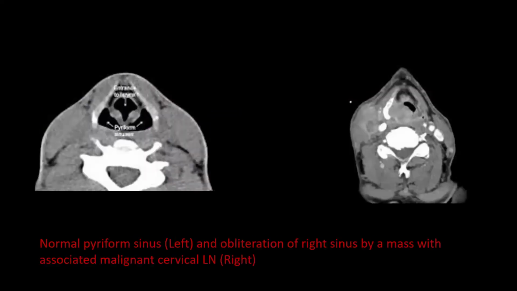On the left side, we can see the normal piriform sinuses. And on the right side, we can see obliteration of the right piriform sinus by a malignant mass with associated malignant cervical lymph node.